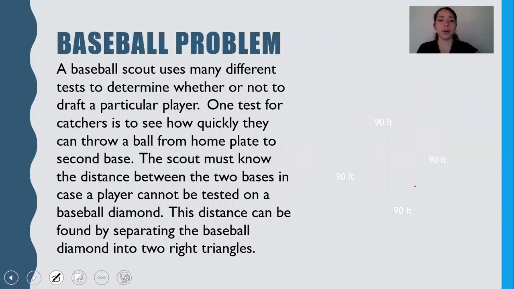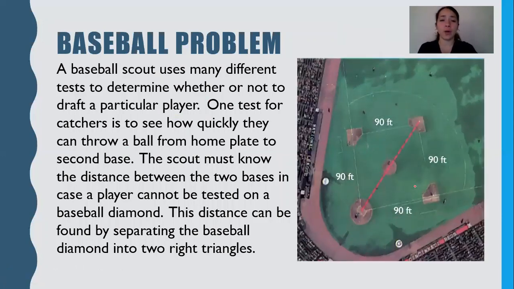Looking back at our baseball problem, it says a baseball scout uses many different tests to determine whether or not to draft a particular player. One test for catchers is to see how quickly they can throw a ball from home plate to second base. So that's this line right here. The scout must know the distance between the two bases in case a player cannot be tested on a baseball diamond. This distance can be found by separating the baseball diamond into two right triangles.